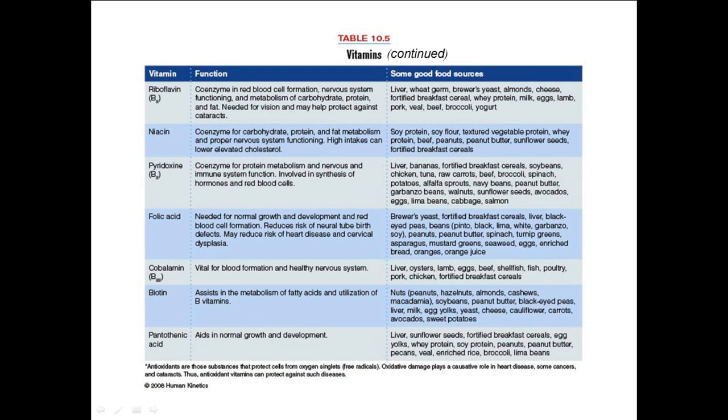So what I would do in this section is I would pause it and look at this specific table and then decide on which ones you're going to learn. Obviously for this qualification you don't need to know all of them. I would personally stick to the 3 or 4 main vitamins in this case, so A, D, E, and potentially some of the B vitamins.